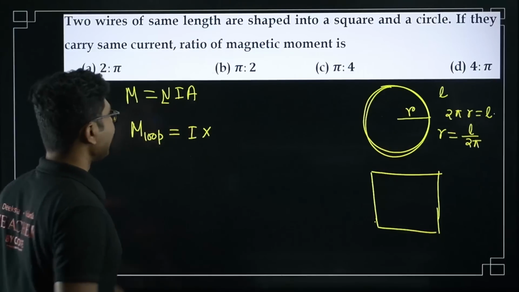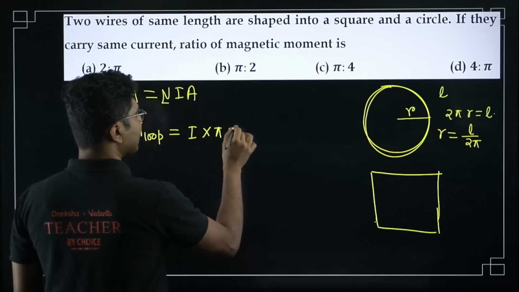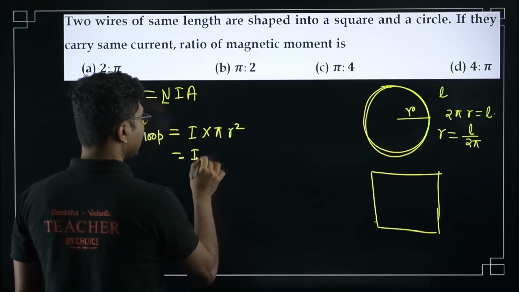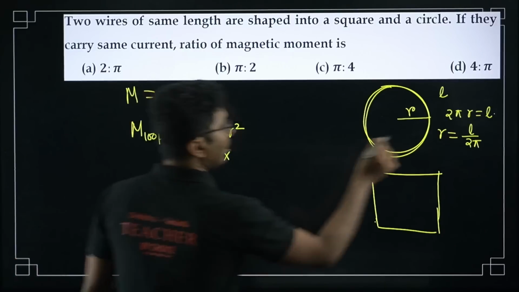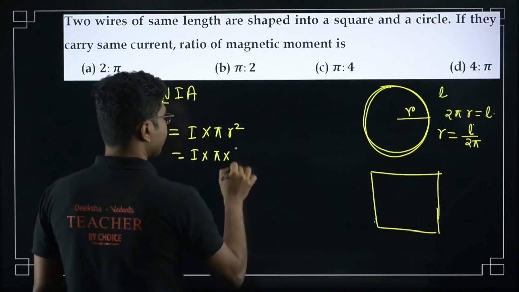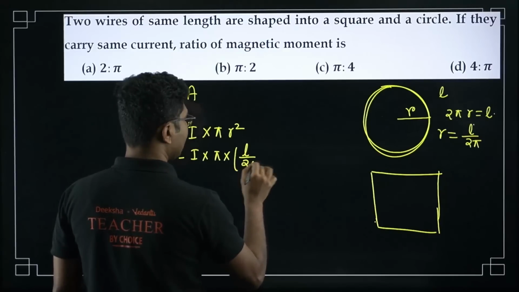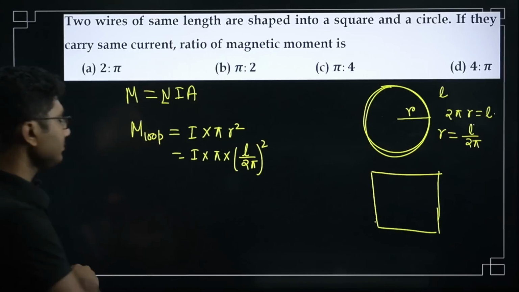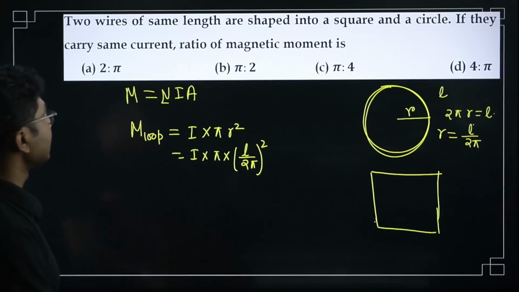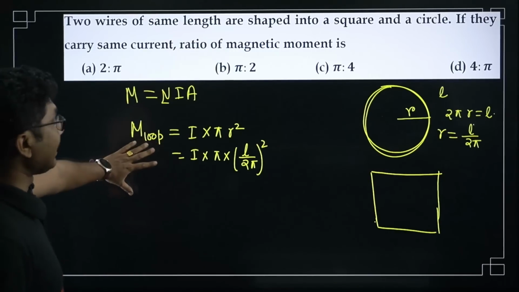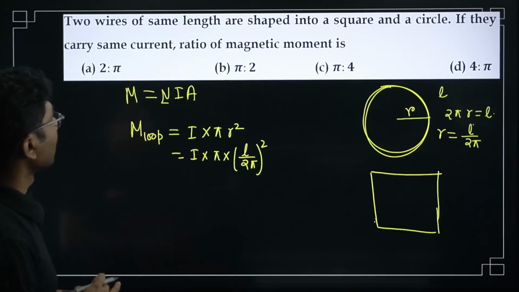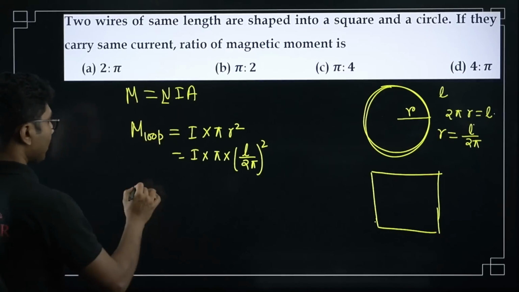Okay, now what is the area? Area is pi r square, that is I into pi into (L by 2 pi) whole square. Okay, this is the magnetic moment of the loop. Now what is the magnetic moment of the square?